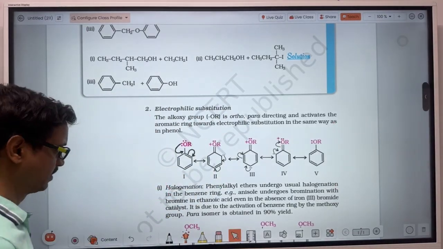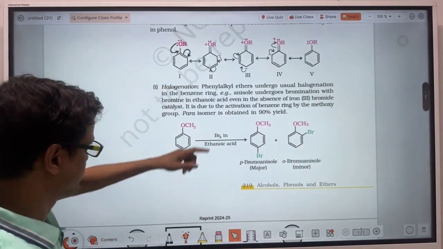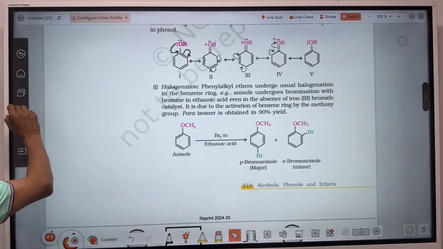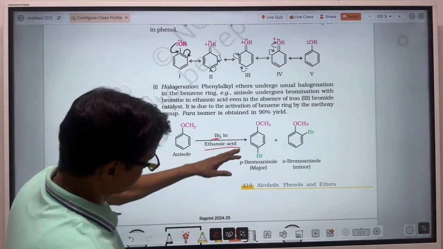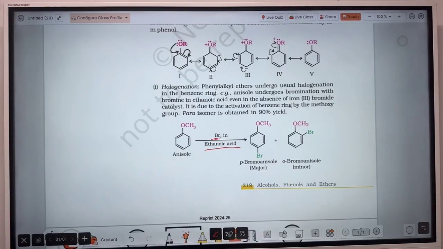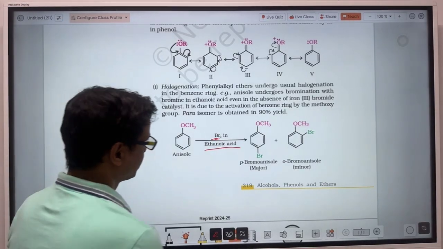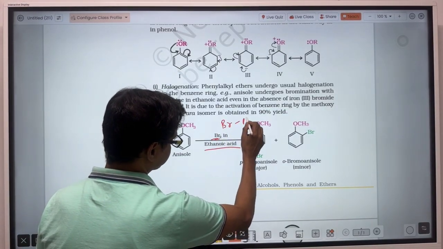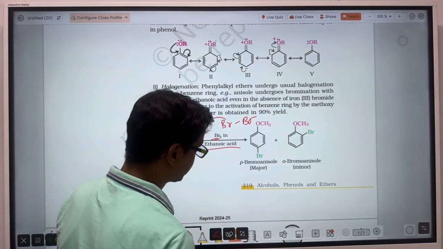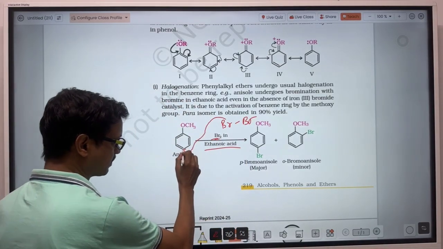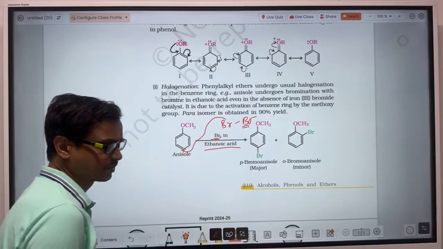Let's see the examples. The first example is halogenation. So let's see halogenation here. When you react with bromine in the presence of ethanoic acid, ethanoic acid here is the solvent. So one bromine will bond to the carbon at ortho or para, whatever it may be. From there, the hydrogen will be released and that hydrogen will bond to the bromine.